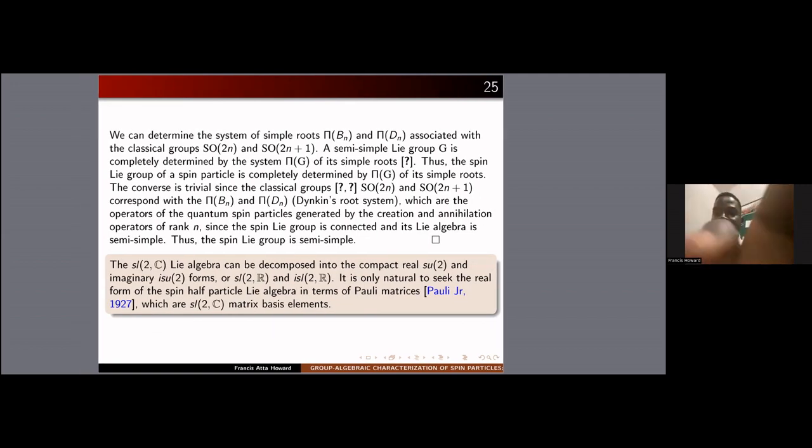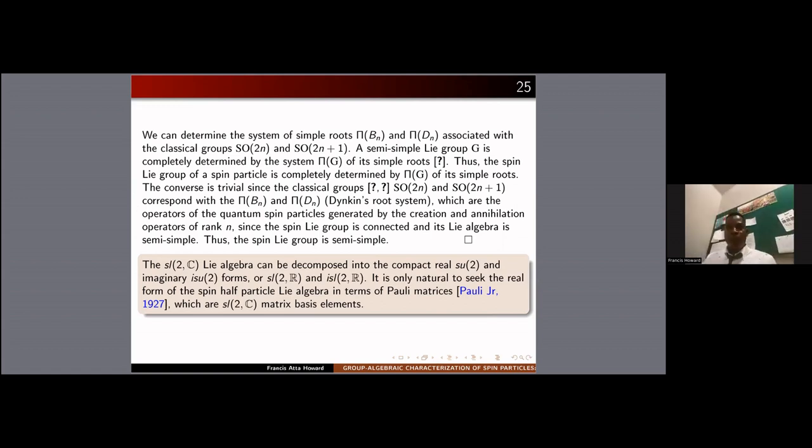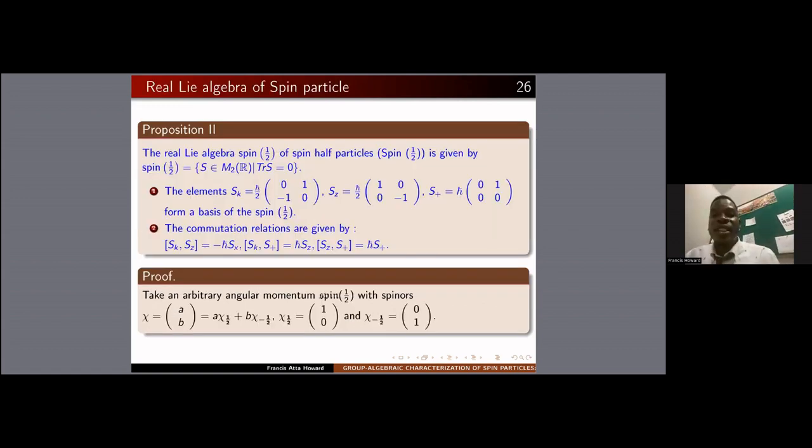Let me try to move to the next slide. Okay, so this leads me to proposition two.